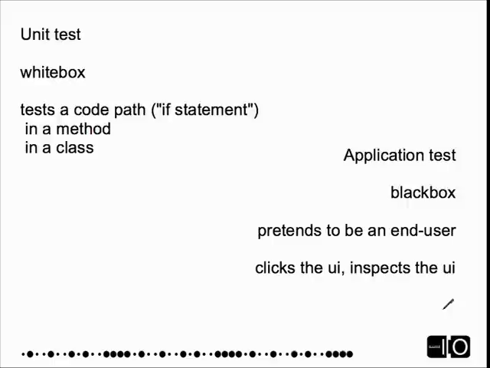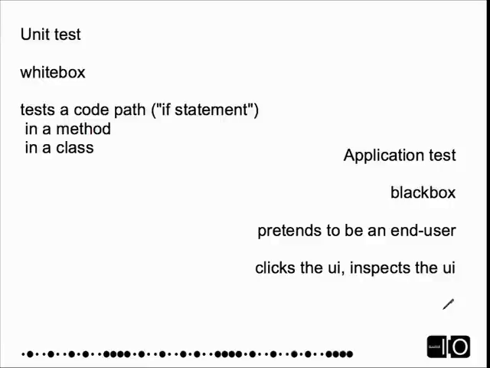Right, unit test is a white box. I'm interested in a code branch, and I used to say an if statement, an if path, really. One test tests one if path in one method in one class. That's a true unit test, right?